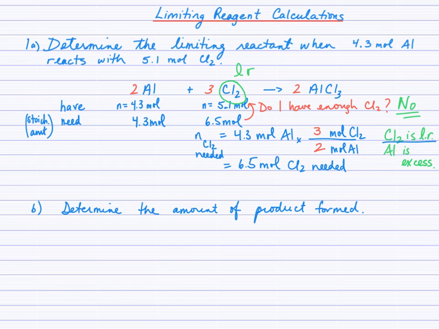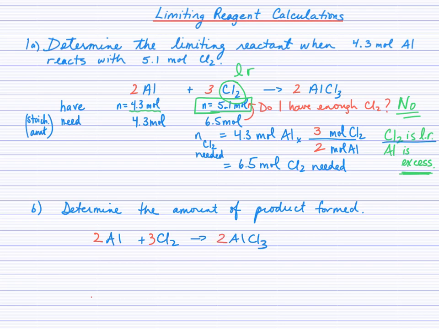Okay, and in order to answer part B now, we're asked to determine the amount of product formed. Well, remember, the idea is that the 5.1 moles of chlorine that we originally had is going to completely react. This 4.3 moles that we have to start with of aluminum, remember aluminum's in excess. So that 4.3 moles is not going to fully react, but the 5.1 will. So this is as if we're solving a problem, just to simplify this, or to make it look familiar.